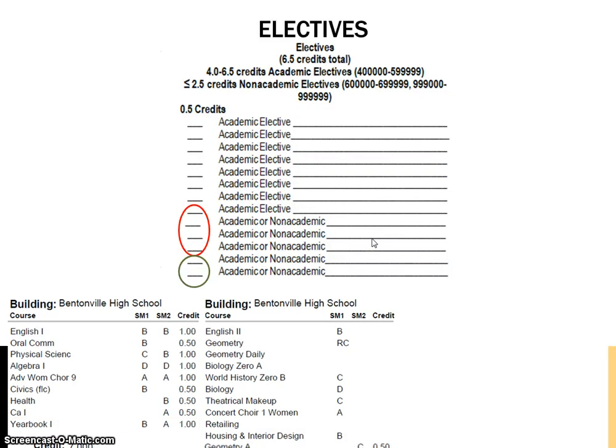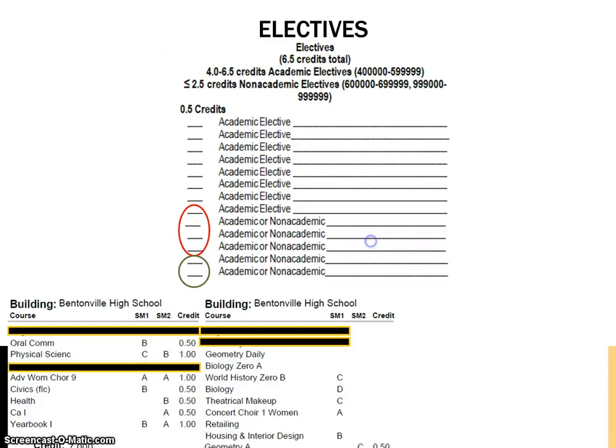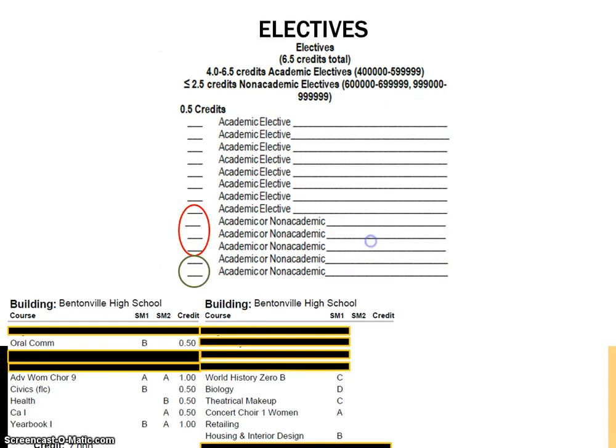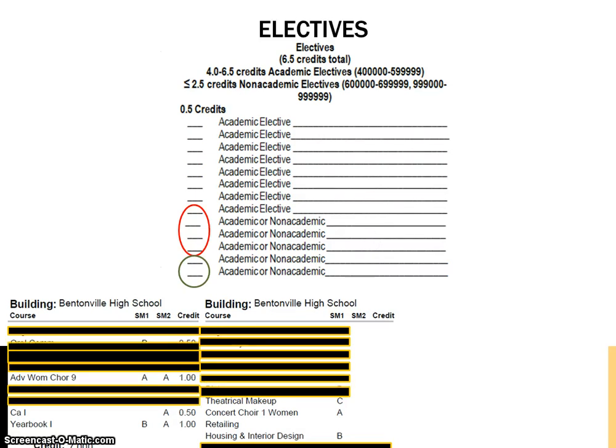Okay, so to complete the electives, it's anything remaining on the transcript that we've not already allocated to another subject area. So we've done English classes, science classes, math classes, history classes, and also our 4 health, oral comm. They've not yet had PE, and then fine arts. And then for practical arts, they had yearbook, so everything that's remaining would be considered an academic elective.